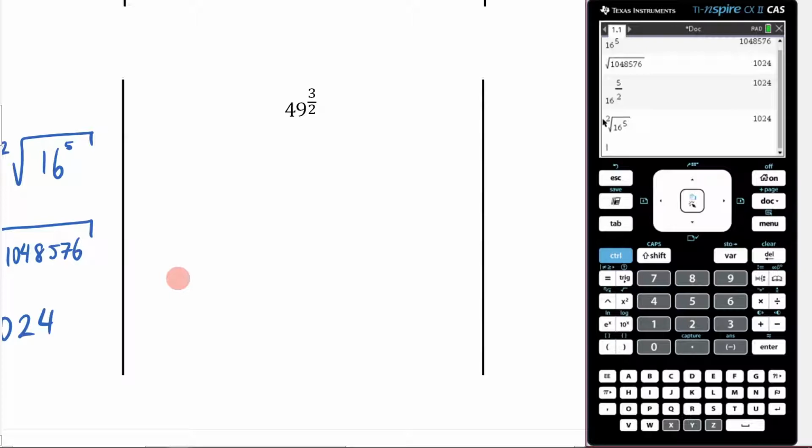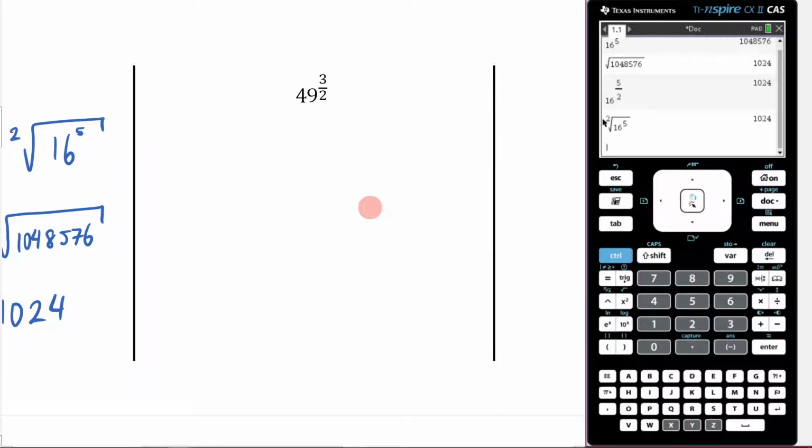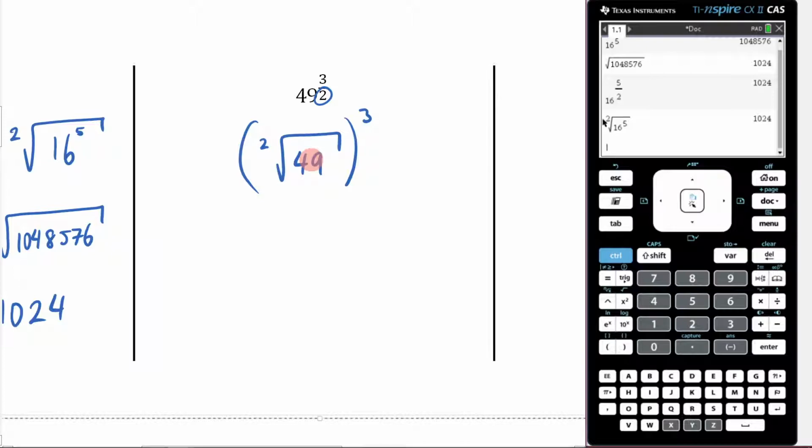Pause the video, see if you can do it yourself. Okay, the first thing I would do is rewrite this. So it's going to be 49, there's the root. 2 is on the denominator, so 2 is there. Then I'm going to put a 3 here. You can see it makes more sense to put the 3 on the outside, because I don't want to do 49 cubed, because that's crazy.